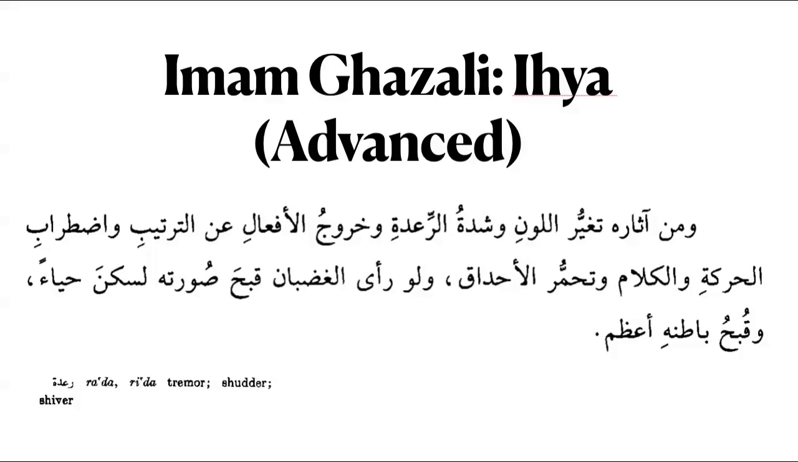And اضطراب الحركة والكلام. Idtirab is being agitated or moving, disorder, right? So having agitated or disorderly movement, harakati, wal kalami, in speech. Person can't get a word in, a sentence, they're so angry. وتحمر الأحداق. And reddening of the eyes. Again, a form 9 masdar, just like taghayyur, tahammur.